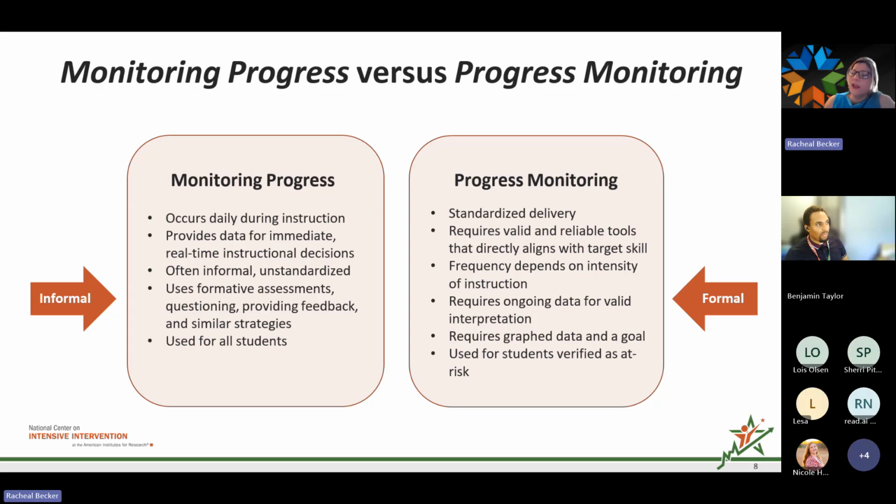So think about ways that you use progress monitoring in your setting. And if you want to drop it in the chat, you can, or if you just want to think about it on your own or talk about it with maybe a collaborator that's sitting with you, that's great too.